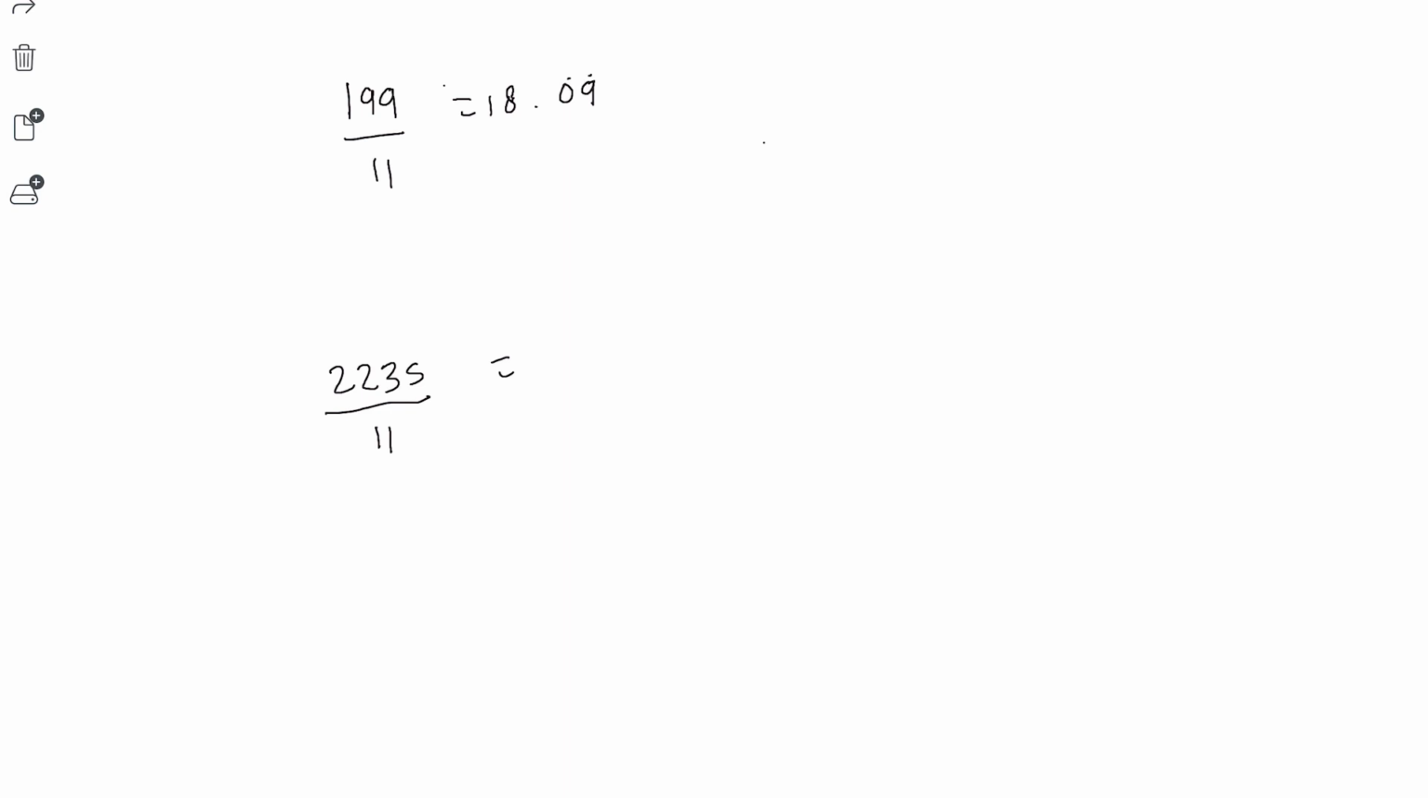Well, 11 times 203 is 2233. We'd have 2 11ths left over, which equals 203.18 recurring. If you take a look at the notes from the previous couple pages, you'd know that 2 over 11 is 0.18 recurring.